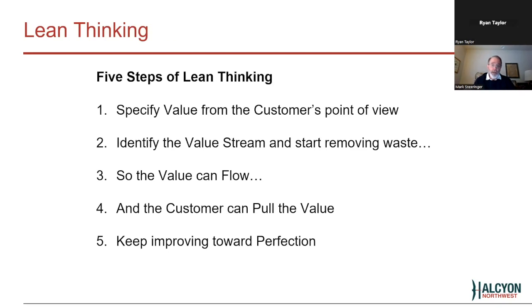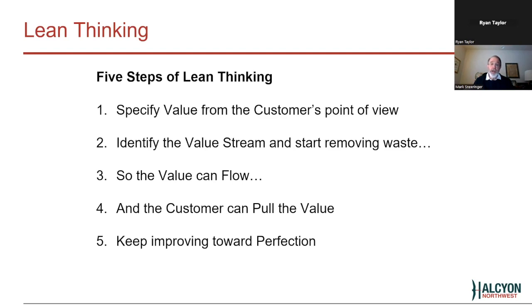This comes from a book by Womack and Jones that was written in the 1990s, and it really laid out the 5 steps, or the five main concepts when you're talking about lean. And it starts with specifying the value from the customer's point of view. So what do they value in the product or the service that you're delivering? And then the second piece is identifying the value stream, or the process by which you deliver that value to the customer.